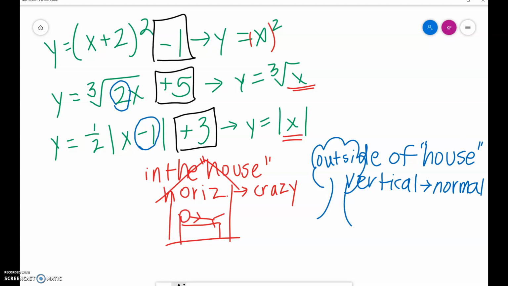Another example of a vertical is this 1/2 right here that I put out in front of my absolute value symbol. So that is being multiplied by the absolute value symbol, which is going to be some type of stretch or compression. And in that case, it will be a vertical compression by 1/2. We don't do a reciprocal here because things are normal.